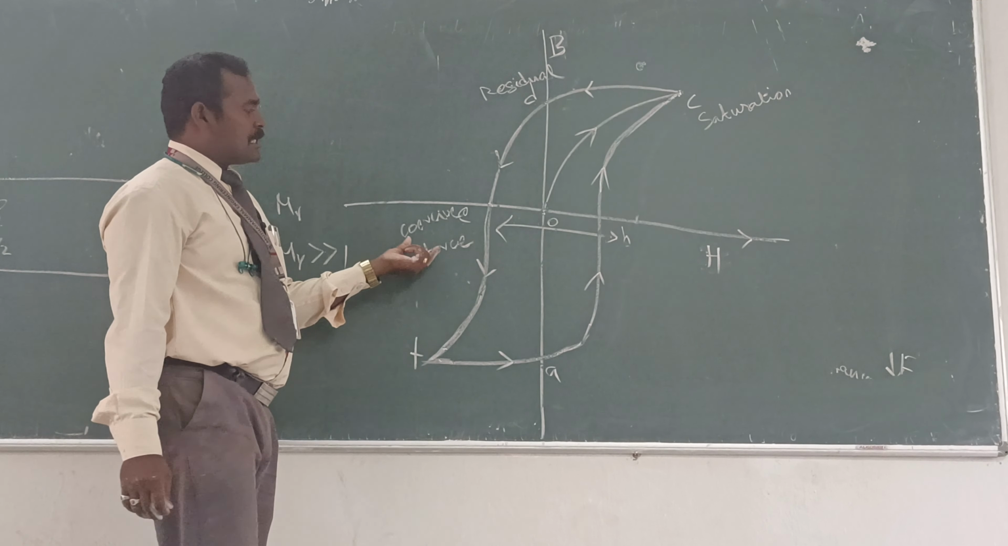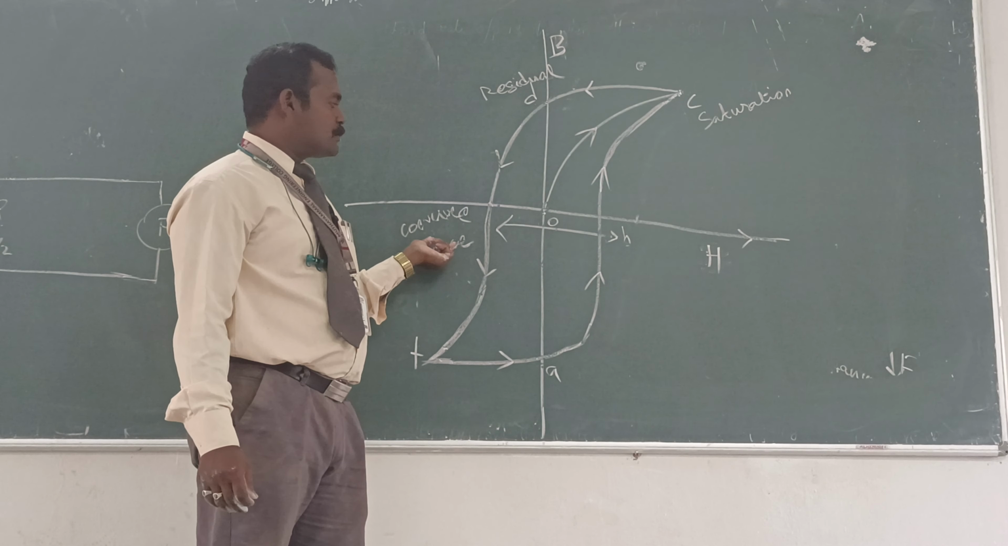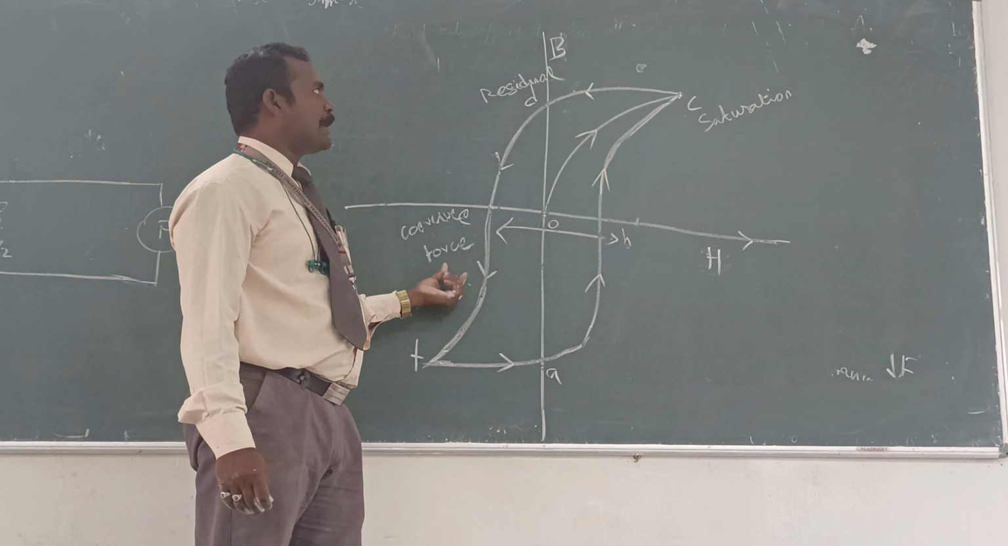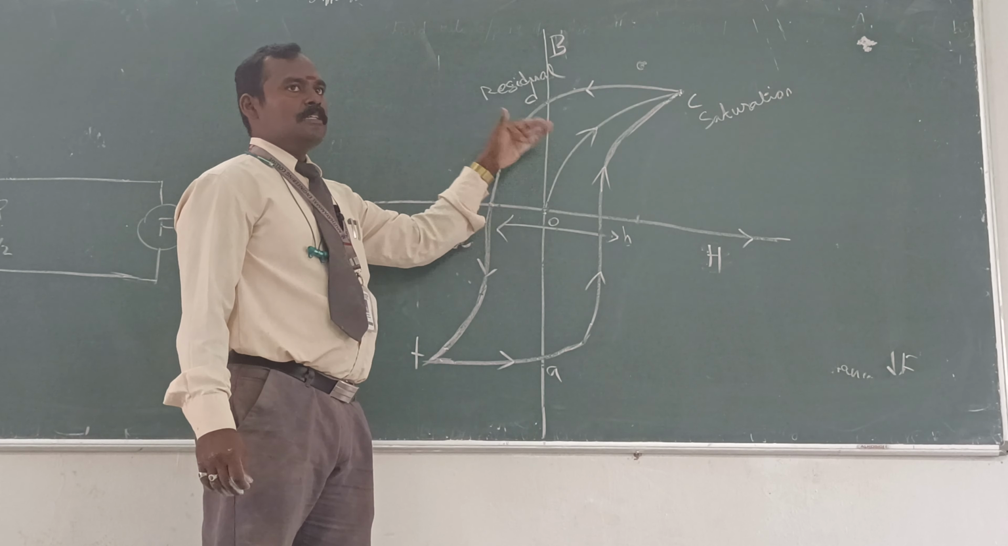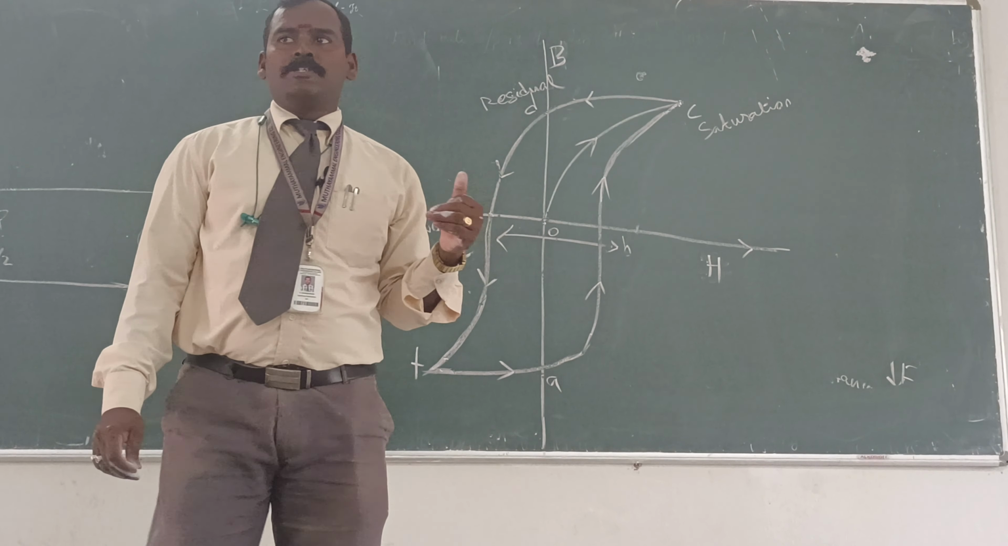That happens because of the BH curve. For analysis purposes, if you need to analyze the magnetic field intensity and flux density, the hysteresis loop plays a major role in many applications.